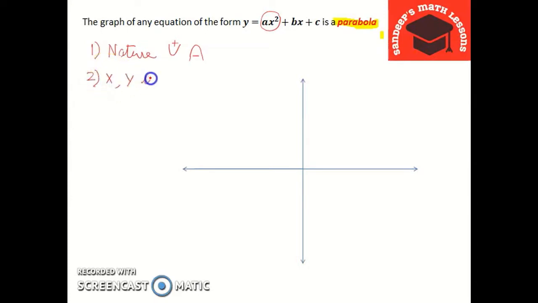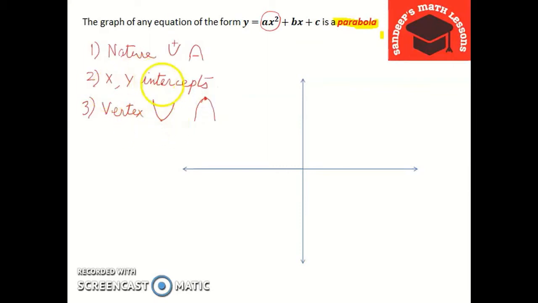Secondly, once we have decided about the nature of the graph, we find out what the x and the y intercepts are. That means where the graph crosses the x-axis and the y-axis. Then next we find out where the vertex of the graph is. What is a vertex of a parabola? The vertex is either the minimum point or the maximum point, that means the turning point of the graph.